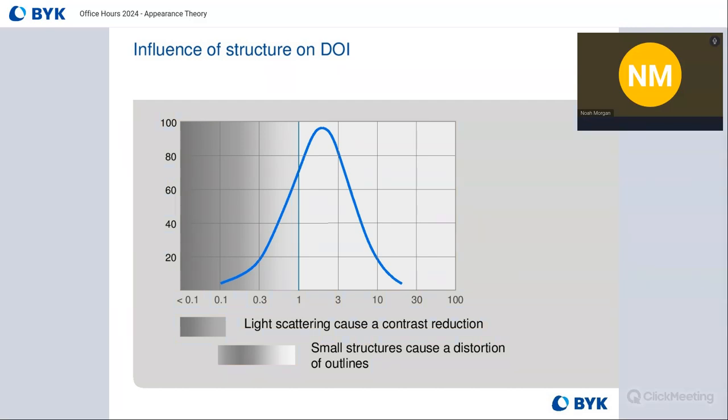So this is an example of how DOI is influenced. We have some microstructures, which are smaller than 0.1 millimeters, and they cause a diffuse scattering of light, which then leads to a contrast reduction. Then we have structures between 0.1 and 1 millimeters that cause distortion on the edges. So this is where outlines become blurry and are no longer sharp. And it's also important to remember that, like I said before, these are structure sizes that are at the edge of our eye's ability to see. So it's important to be able to use this instrument to measure that effect accurately.